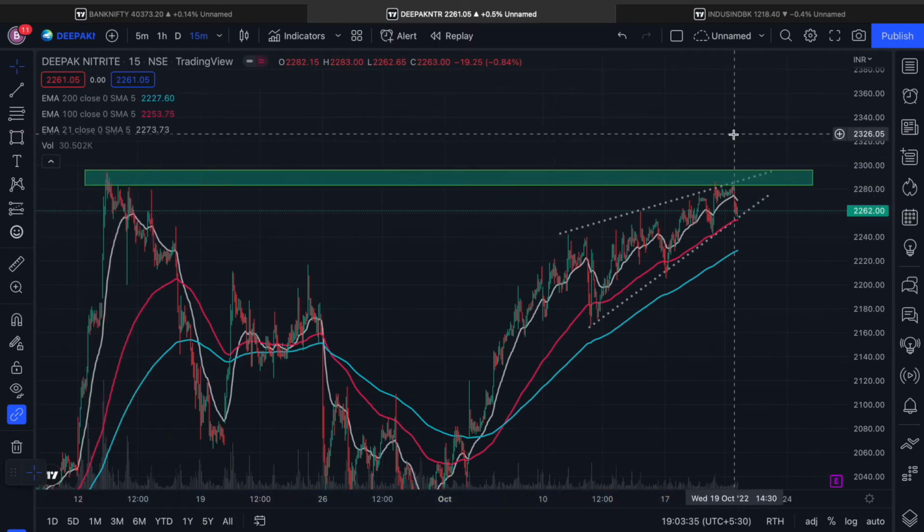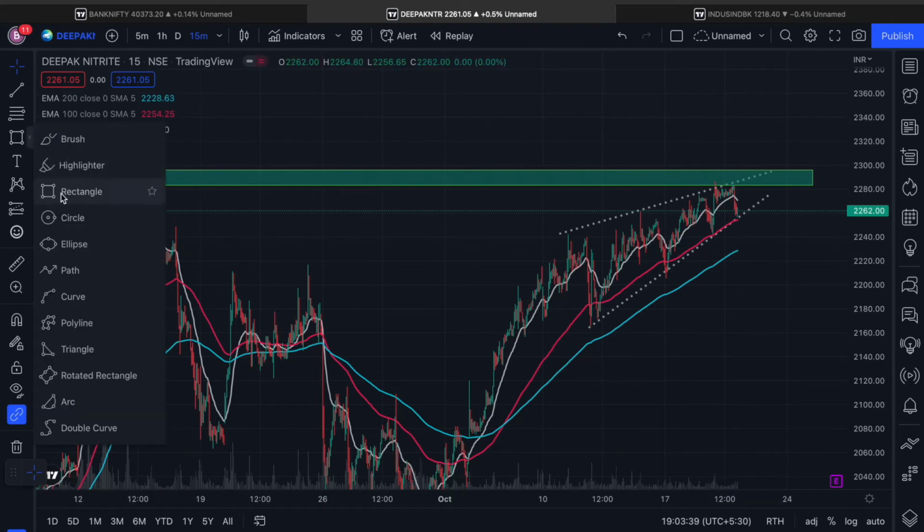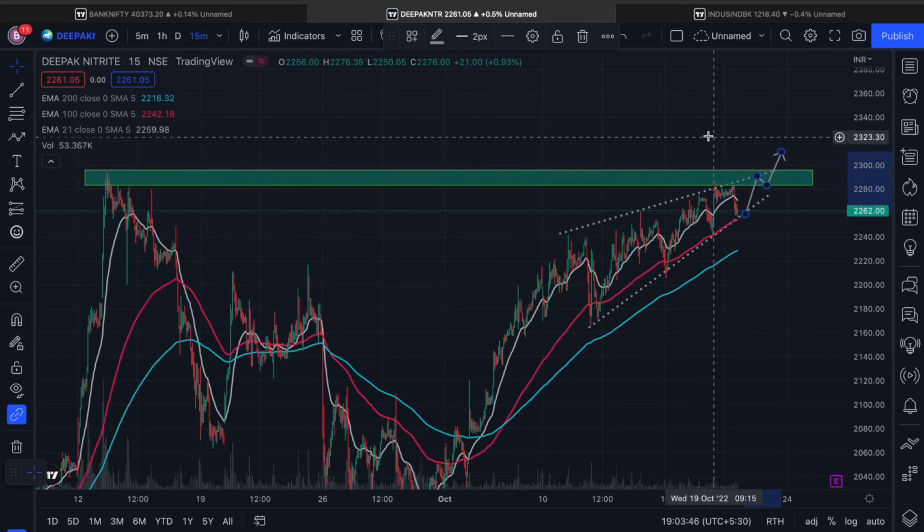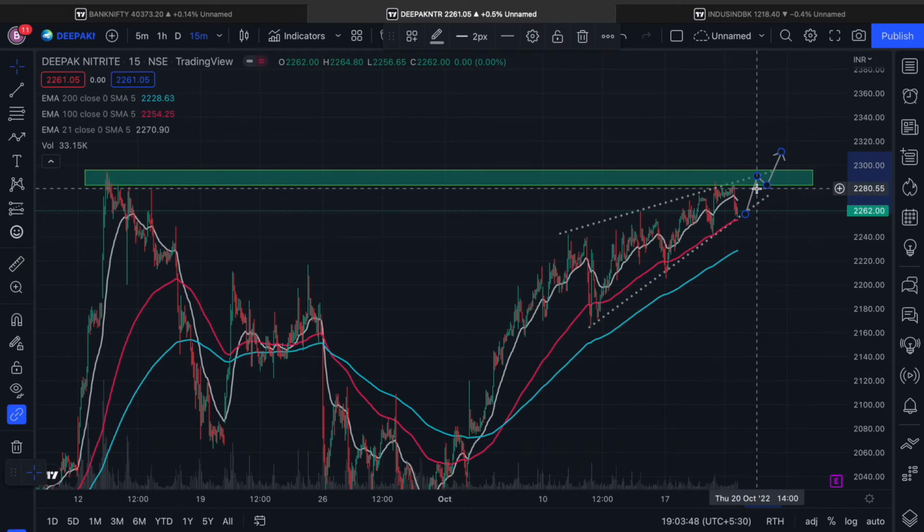So the trade setup is very simple. You can take the entry above the previous day high, right? This is the previous day high. So once this is broken on the upper side and the price successfully manages to sustain above it with some nice volume and momentum, you can try to trade this setup.